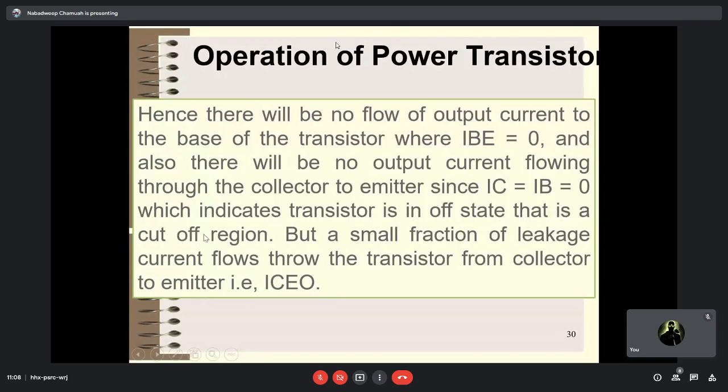That is a cutoff region, but a small fraction of leakage current flows through the transistor from the collector to emitter. That is called ICEO. That is, some leakage current flows through due to the minority charge carriers, and this current is called ICEO. You have already studied this.